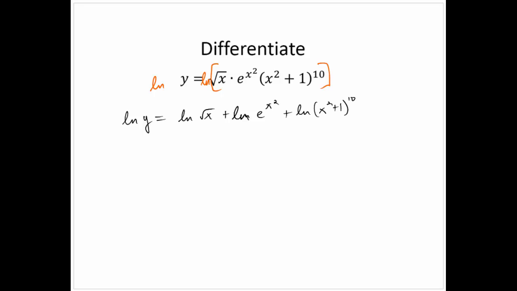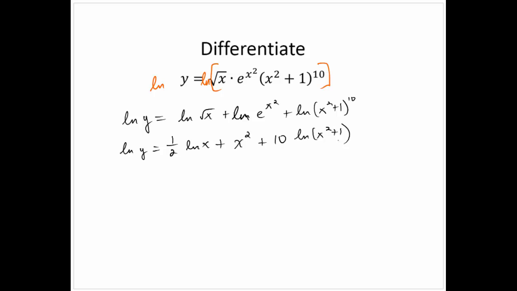Now, I can manipulate some of this on the right-hand side. The natural log of the square root of x, well, that's 1/2 times the natural log of x. The natural log of e to the x squared is just x squared. And the natural log of (x squared plus 1) to the 10th, well, that's 10 times the natural log of x squared plus 1.